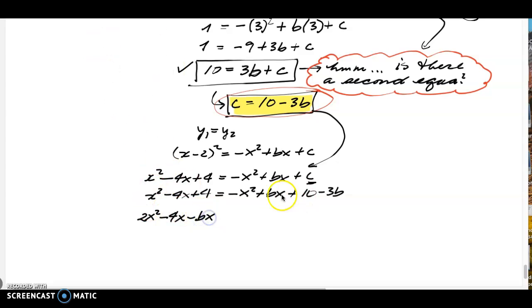This is bx. Next is this, still there's going to be 4 minus 10. And then what we have here is plus 3b. That's all equal to 0. So now what I need to do is arrange it to make it look like ax squared plus bx plus c equals 0.